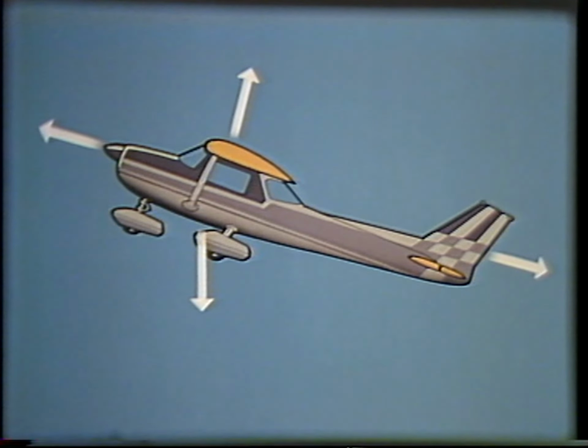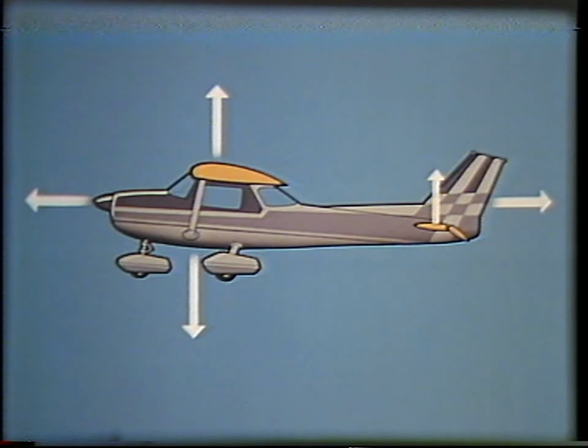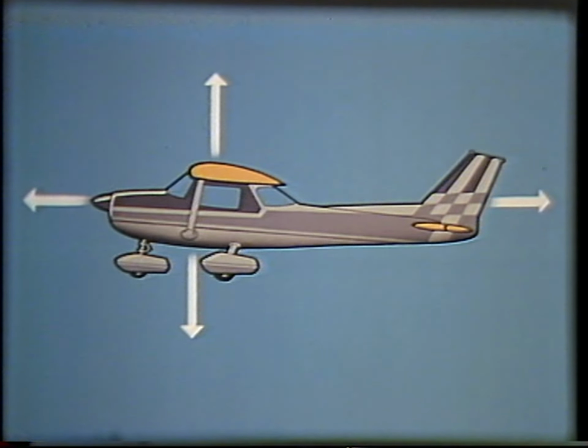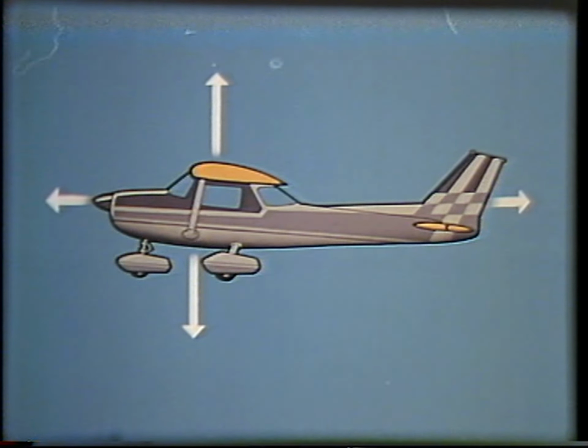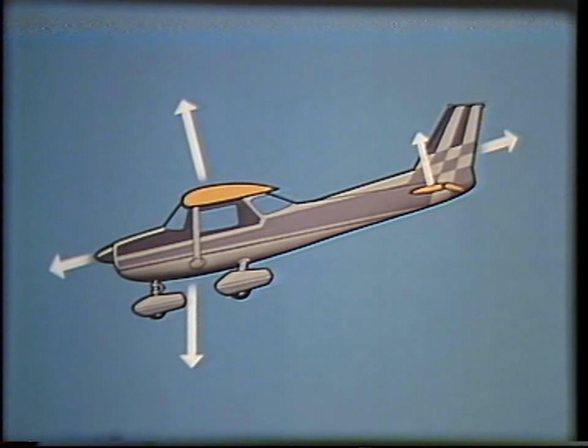To level off, the elevator is used in the opposite sense, to lift the tail. And thrust must be reduced to allow the aeroplane to remain at a speed where lift exactly equals weight. To descend, the elevator is again depressed and the tail lifts. And thrust must again be reduced to take account of weight acting forwards down the flight path.